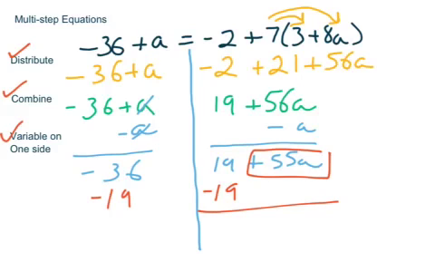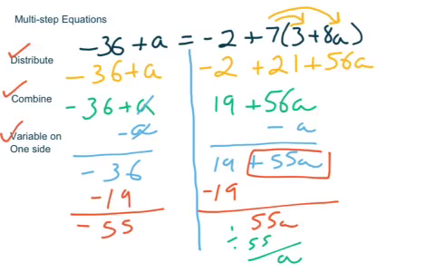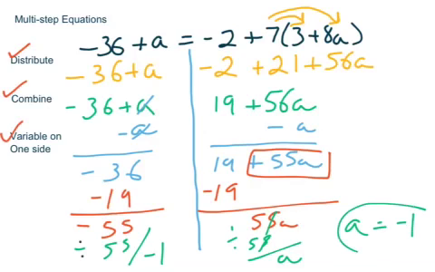Doing my inverse, I'm left with 55a over here, and on this side, I have a negative 55. I am then going to get rid of my coefficient by doing the inverse. I'm going to divide both sides by 55. So I'm left with an a over here, and when I divide by 55 over here, I'm left with a negative 1. So we're left with a is equal to negative 1.